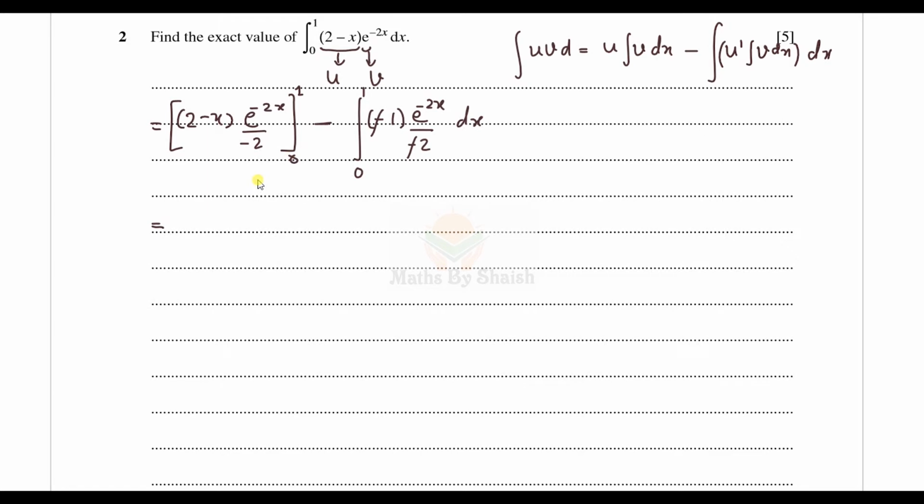It is (2 minus 1) e raised to the power minus 2 over minus 2, and then minus the lower limit, that is 0, so it is (2 minus 0) e raised to the power minus 0 over minus 2, and minus times the integration of this is going to be minus minus plus, and 1 by 2 will come out, and integration of e raised to the power minus 2x is again e raised to the power minus 2x upon minus 2, with limit from 0 to 1. So we will put the limit here.